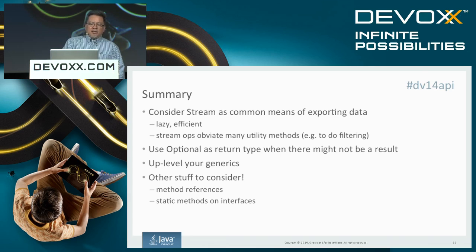I talked about optional a little bit and generics. At the beginning, I said one weird trick to improve your APIs. That weird trick is generics. It's an old trick, but it's a really good one, and so I really recommend that you up your level and learn generics. It's about time that everybody does that.